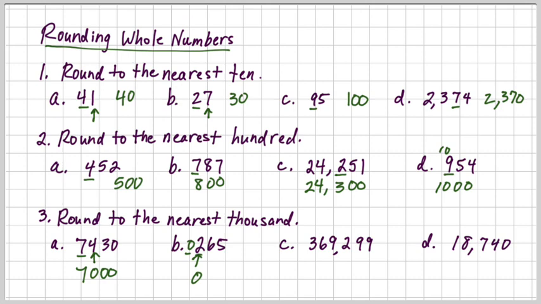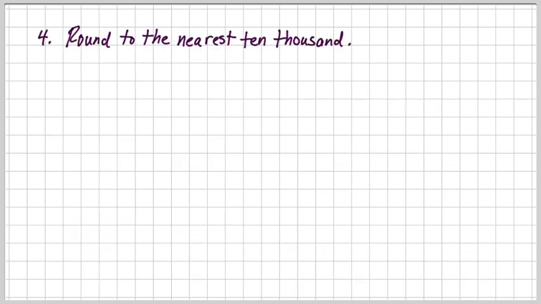All right, on letter C, we're going to round to the nearest 1,000. Notice because of the 2, we're going to keep that 9, so it'll be 369,000. So the 9 doesn't change. And last one, we're rounding to the nearest 1,000. This time we're going to round up because of that 7, so it'll be 19,000. All right, let's move on to the next slide.